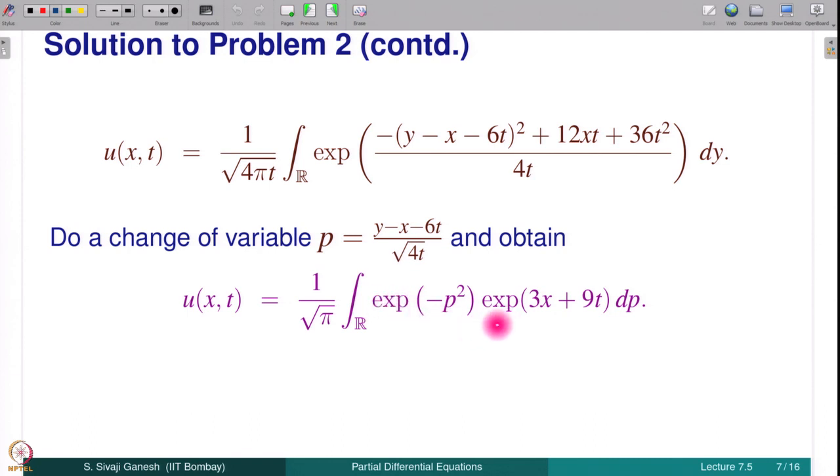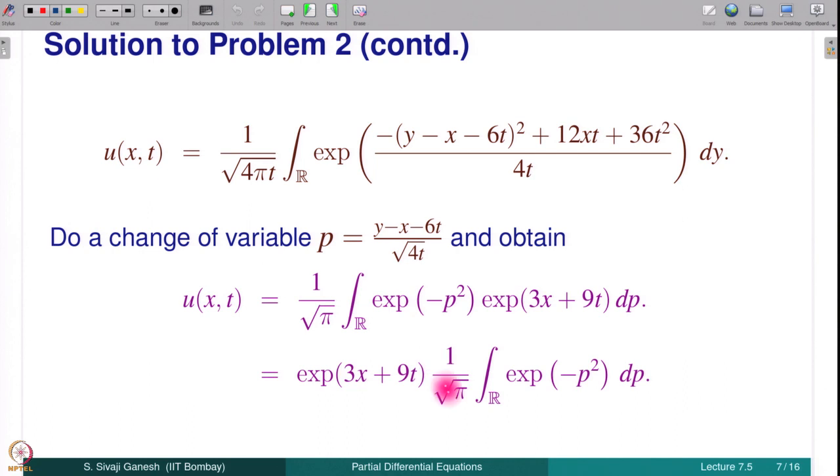Now, if you see, exponential of 3x plus 9t does not depend on p, so it just comes outside. And what we have is 1 by root pi into the integral over R of e power minus p square dp. We just found out this is root pi. So, root pi by root pi, that is 1. So, what you have is exponential of 3x plus 9t. So, we are very lucky that we could actually compute the integral.